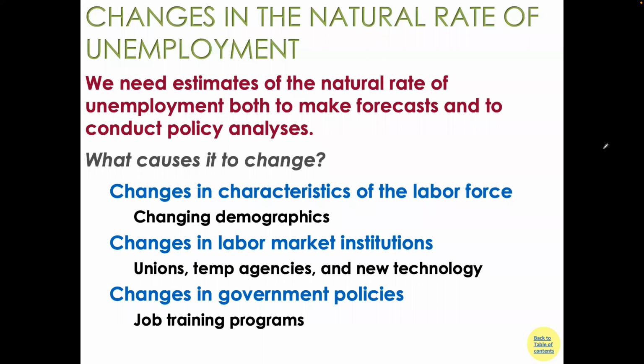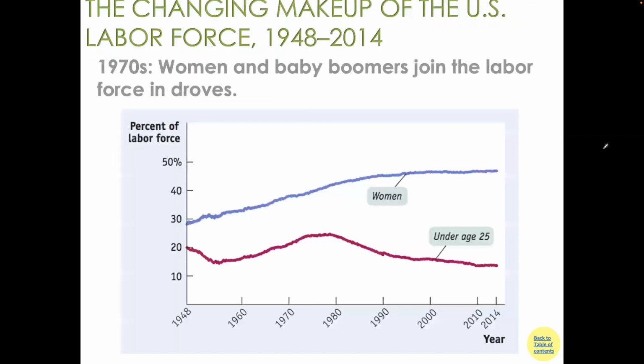Okay, reason number one. Reason number two, change in labor market institutions. This includes unions, and government agencies that help workers find jobs, or new technology, right? So this is going to change the structural unemployment. And finally, changes in government policy. For example, a job training program helps workers who lost their jobs gain new skills or some expertise to find a new job. So that's going to reduce the structural unemployment, right?